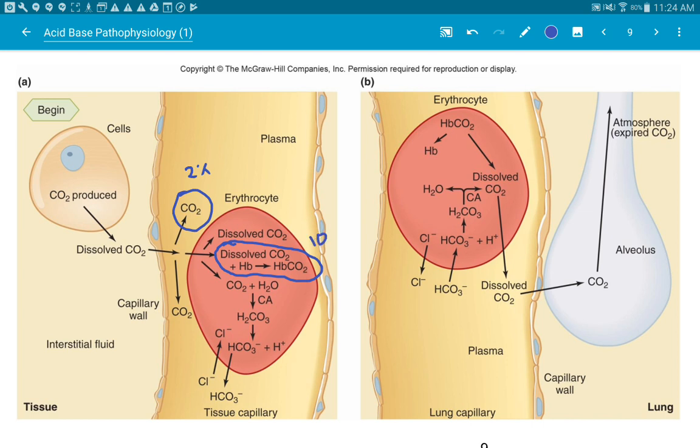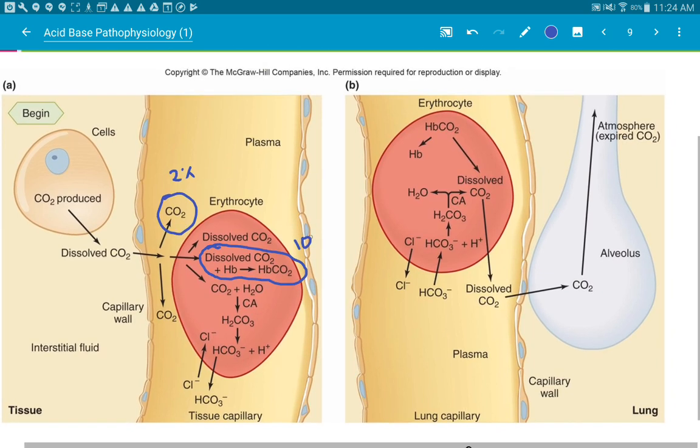I'm sure you won't be tested on the percentages. Ellen's shaking her head no there. But it's maybe helpful to keep in mind.